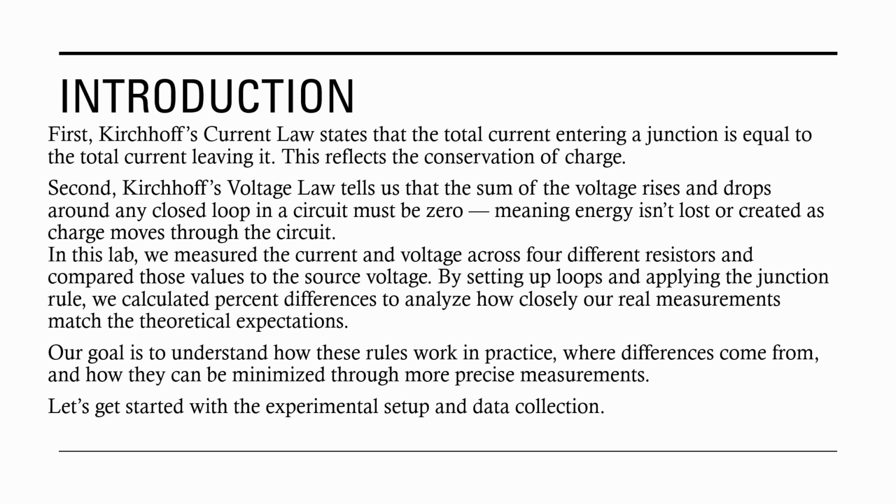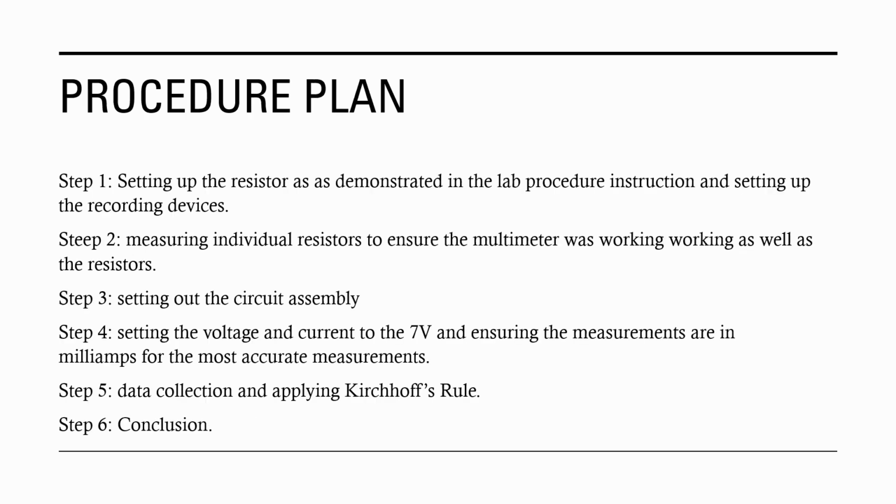In this lab, we measured the current and voltage across 4 different resistors and compared those values to the source voltage. By setting up loops and applying the junction rule, we calculated percentage differences to analyze how closely our measurements match the theoretical expectations. Our goal is to understand how these rules work in practice, where differences come from, and how to minimize them through more precise measurements. Let's start with the experiment setup and data collection.